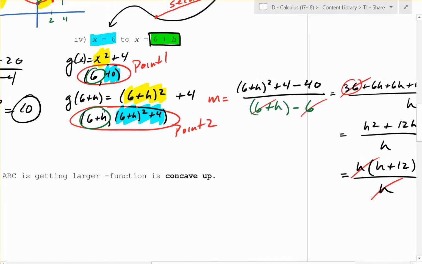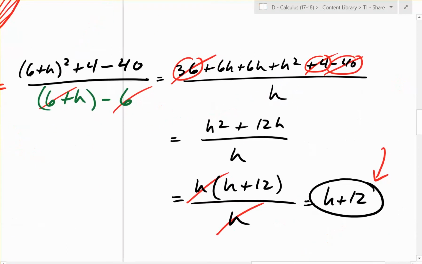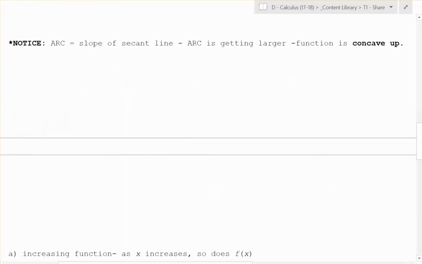It should make a little bit of logical sense, because if we're looking at the right-hand side of this parabola, where x equals 6, as we take the secant lines further and further away, those slopes are going to get bigger, just like h plus 12. So there's this great point here: if the slope of the secant line is getting larger, if the average rate of change is getting larger, the function is concave up.